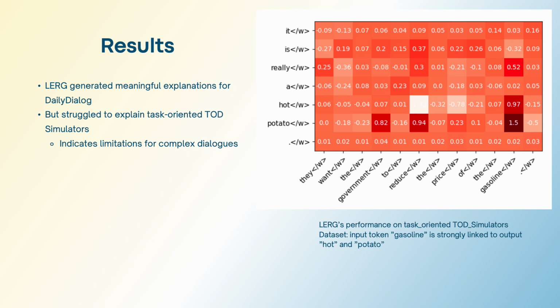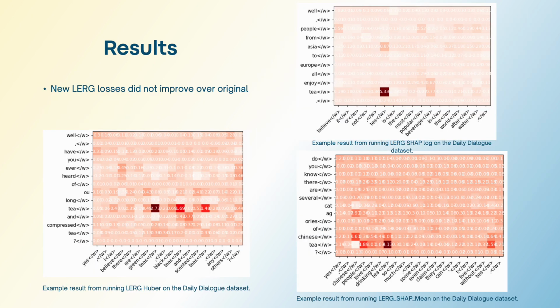This negative result indicates that LERC is better suited to chit-chat dialogues compared to goal-oriented ones, confirming my hypothesis that explanation methods need customization for different dialogue genres. Meanwhile, the new LERC Hoover and LERC sharp mean loss variations did not lead to significant observable differences in explanation quality based on the heat map visualization. This fails to validate my hypothesis that they could improve performance and suggests that the original LERC losses are reasonable.